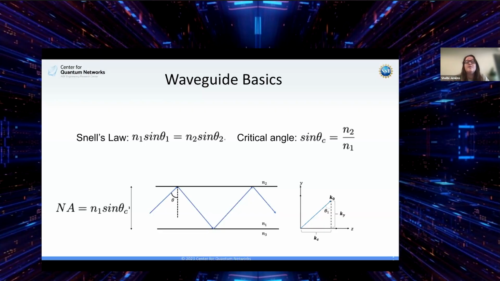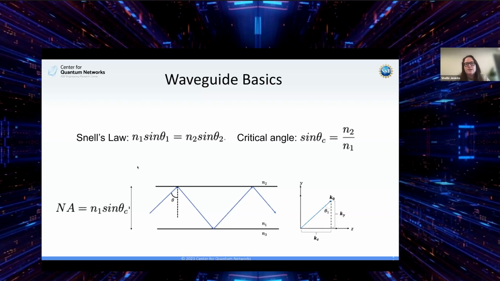The first thing about waveguides is that this is going to be our general structure. We have something of material N1 surrounded by materials N3 and N2. A lot of the time, N3 and N2 will be the same, so it'll be symmetric on the top and bottom. Sometimes it won't be. What needs to be true is that the material we're trying to propagate the light in needs to be of a higher refractive index. And that is because of Snell's law here.